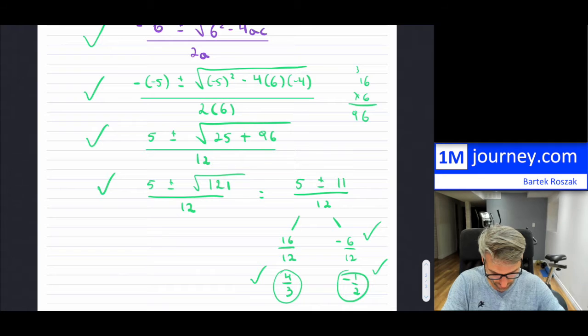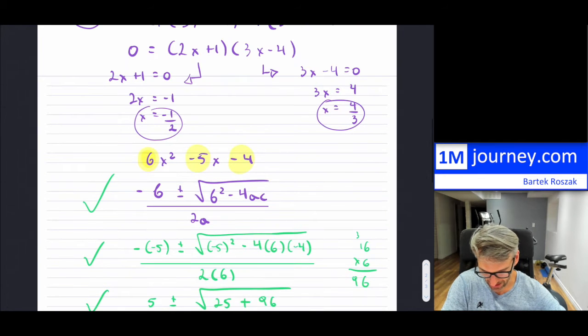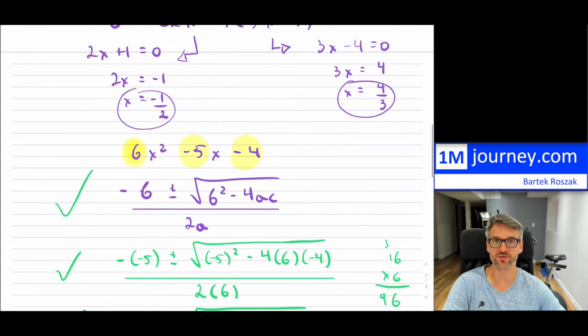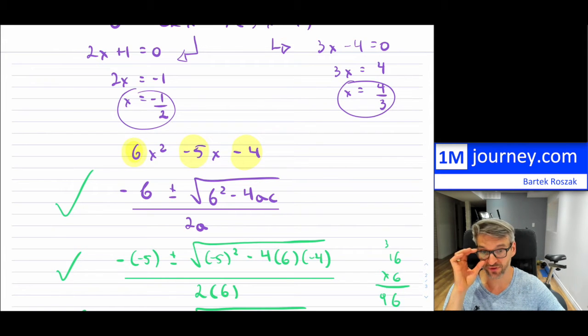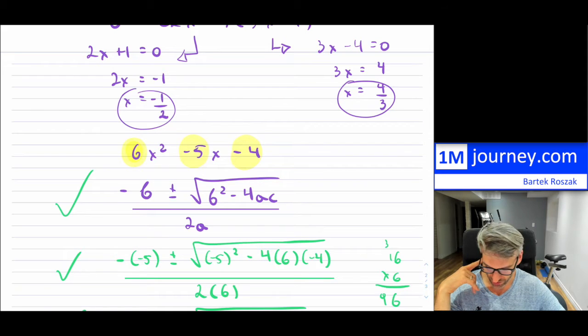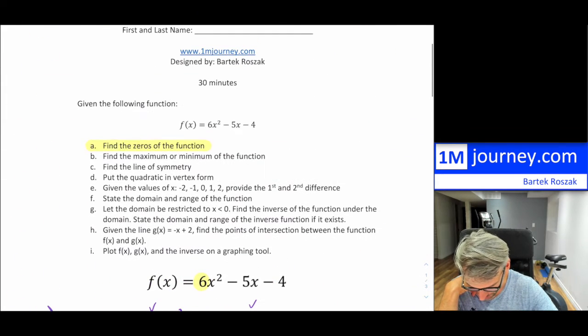Okay, and we got 4 over 3 and negative 1 over 2, which is exactly what we got through the factoring. So whichever one you decide. I mean, if it's a test, just go with your gut, unless the teacher tells you, whichever one. So I wanted to show you both, and I guess you can slow it down if you want. You can try it. So that was part A. Let's take a look at part B.